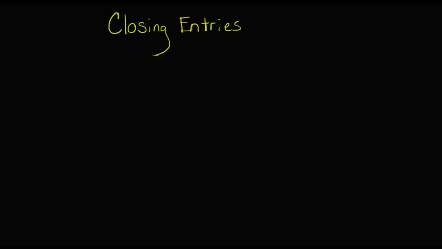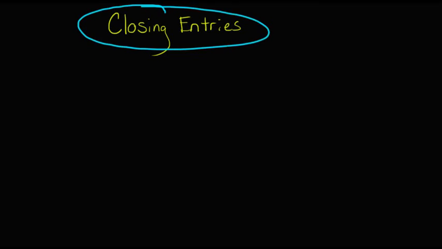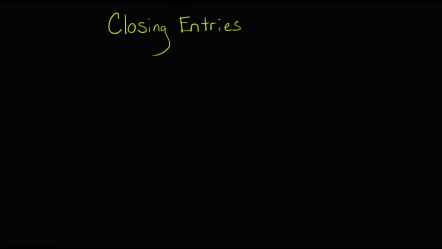So at the end of any financial period, the fiscal period, we have to do something called closing entries, right? We're basically making journal entries to close out certain accounts, right? So why are we closing out accounts? Why do we want to get rid of any accounts at all?